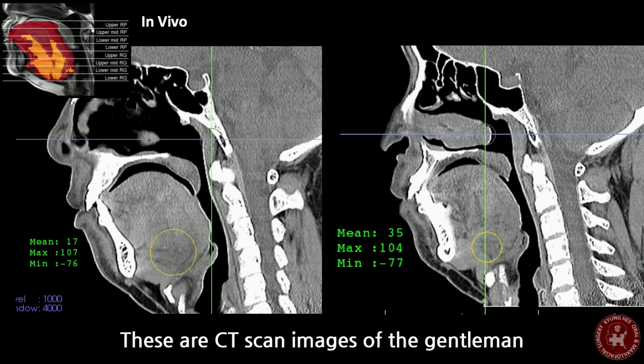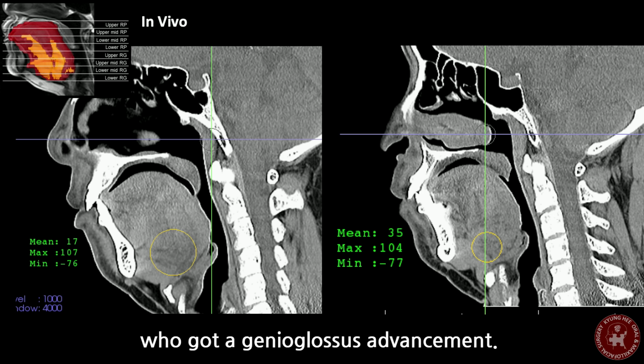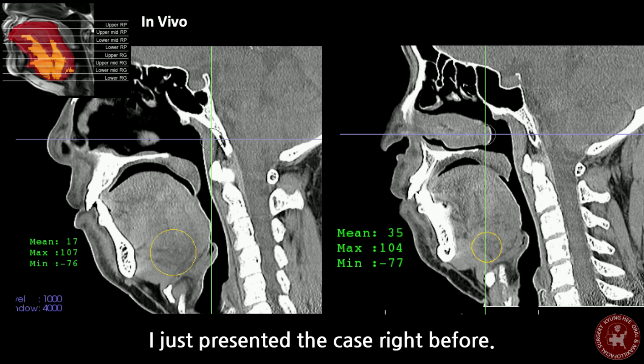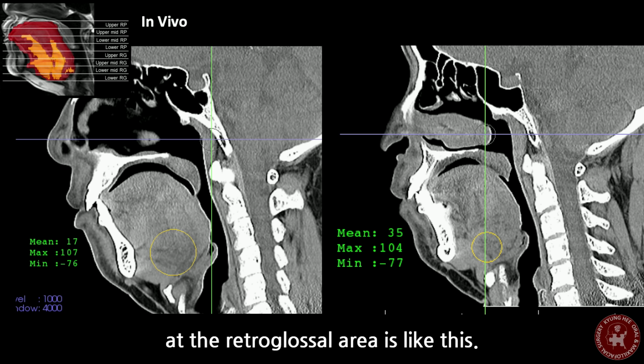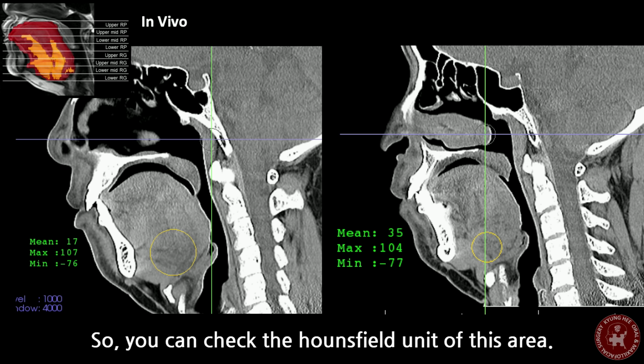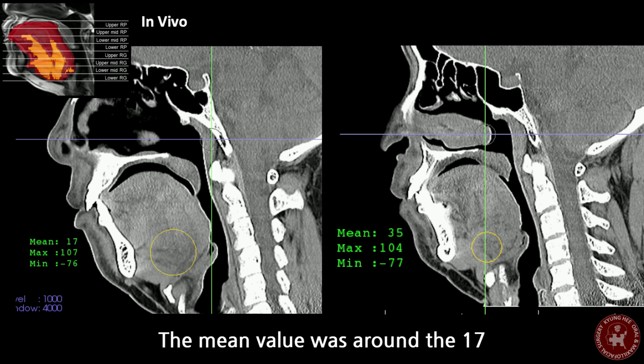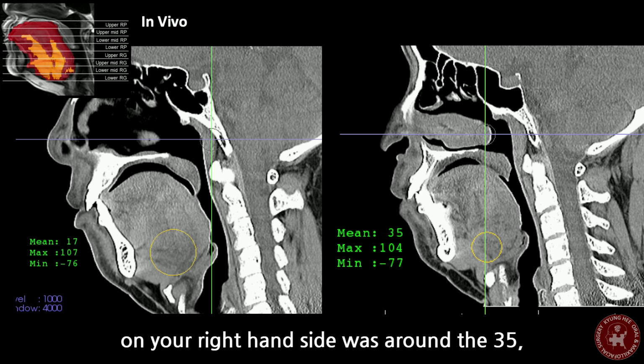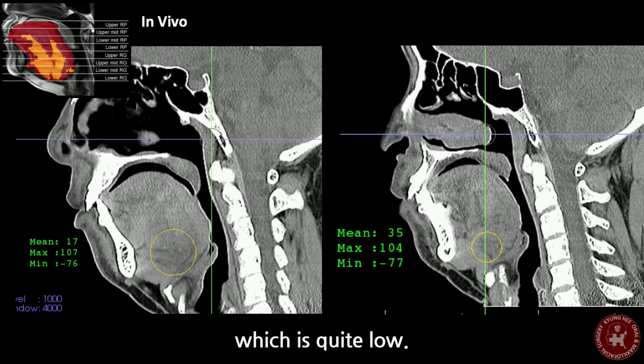These are CT scan images of the gentleman who got genioglossus advancement. I just presented the case right before. The mean value of a Hounsfield unit at the retroglossal area is like this. So you can check the Hounsfield unit of this area. The mean value was around 17, and the mean value around this area on your right-hand side was around 35, which is quite low.